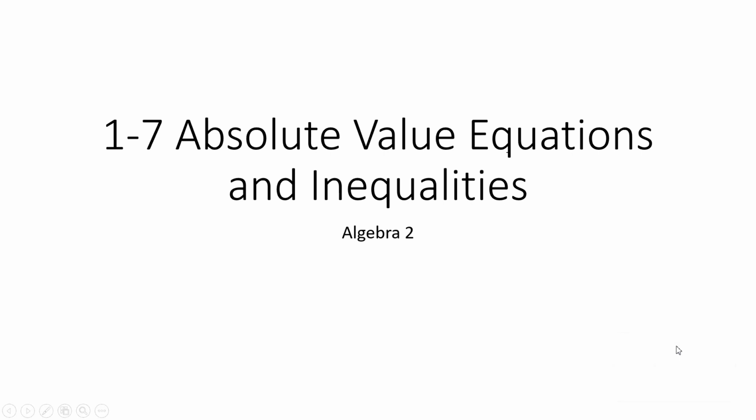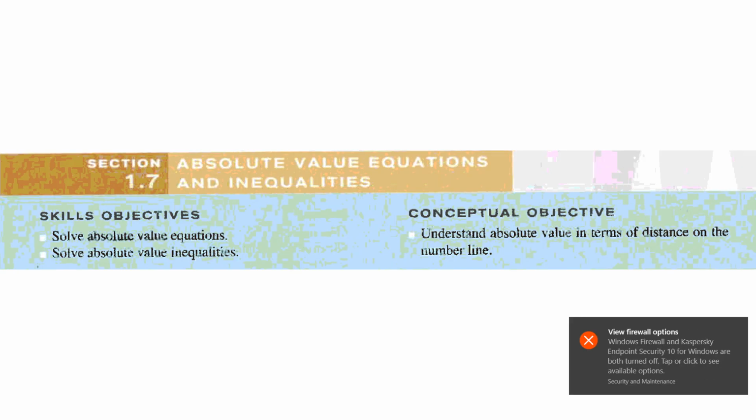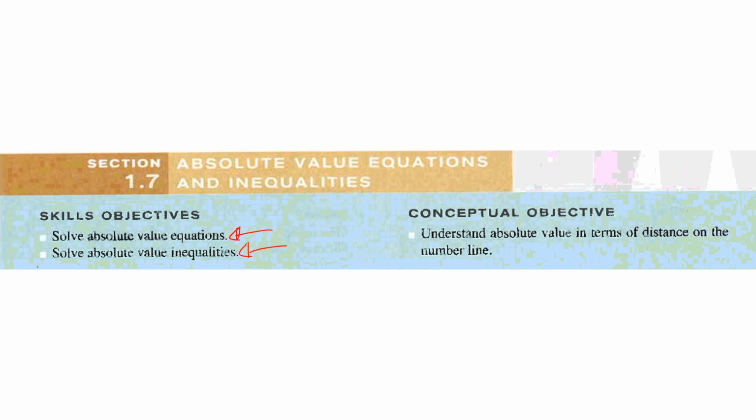All right, let's get started with 1-7, absolute value equations and inequalities. So what are we going to learn in 1-7? We are going to solve absolute value equations, and we're going to solve absolute value inequalities. So just one conceptual objective. Absolute value is distance on the number line. So we'll look at that in our first example, and then we'll solve some equations.